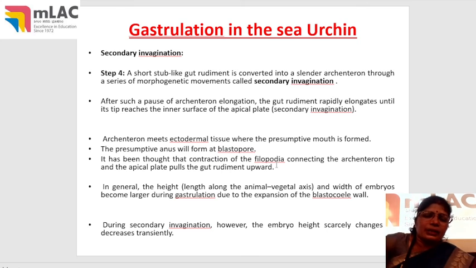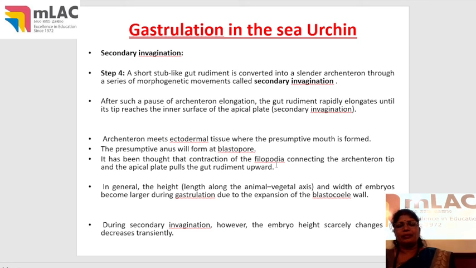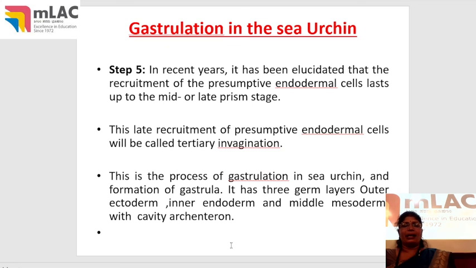It is also thought that the contraction of the filopodia helps to connect the archenteron tip and the apical plate, pulling the gut rudiment upward. Now the single layer has become a double layer, and in between the mesodermal cells arrange. So the gastrula has three layers, the ectoderm, endoderm and mesoderm, and also a central cavity, the archenteron.